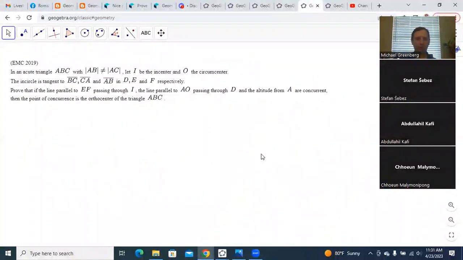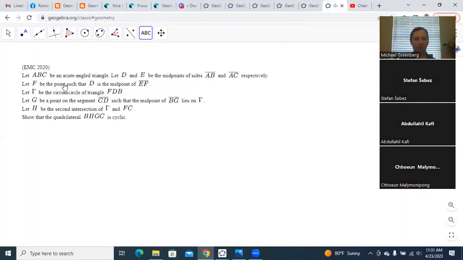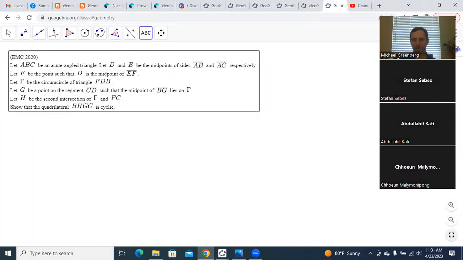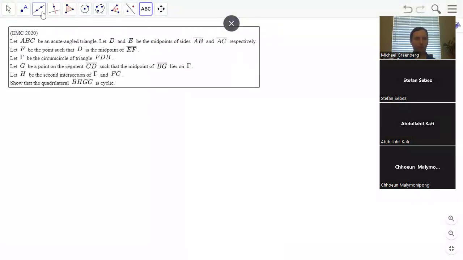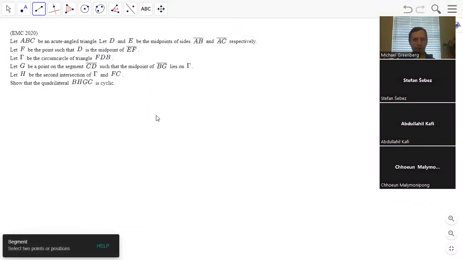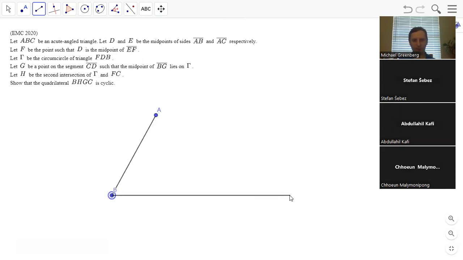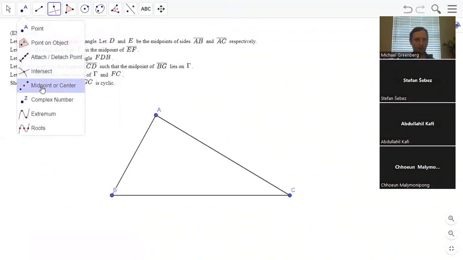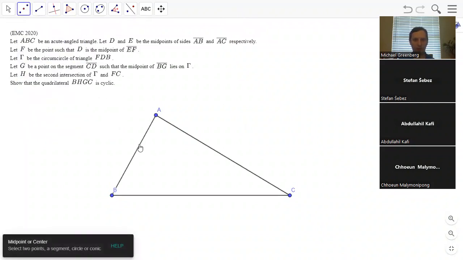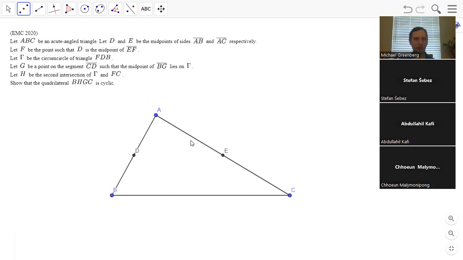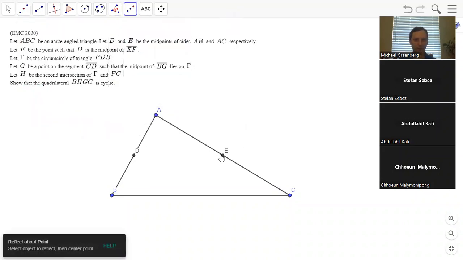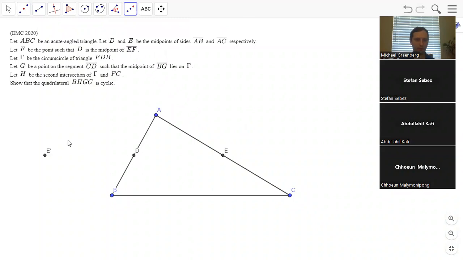Let's see. Oh, this is like a conditional problem. Let's try this. See what we can do. So we have a half hour left. We have a triangle ABC and we take the midpoints. So we have D, E, F. D is the midpoint of EF. So we want to reflect. This is F.